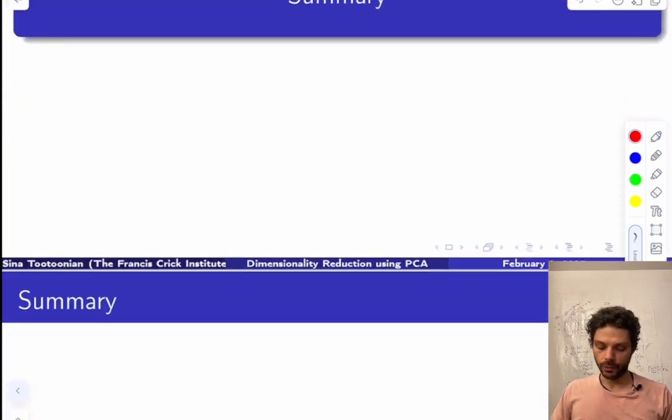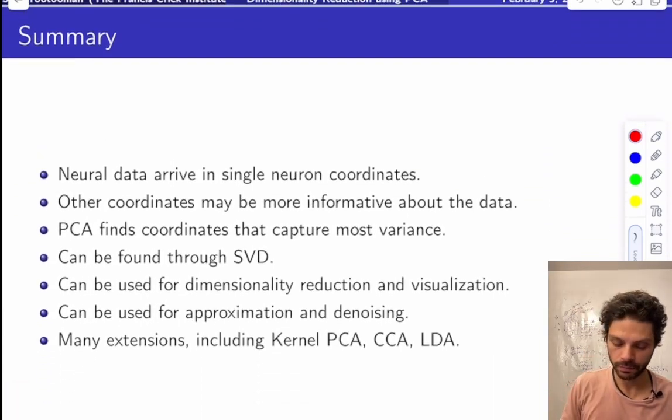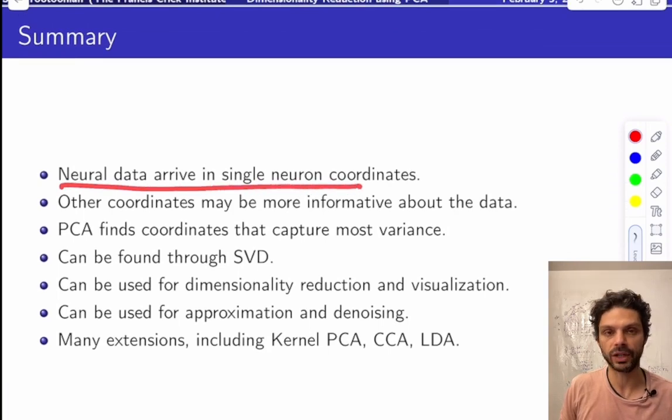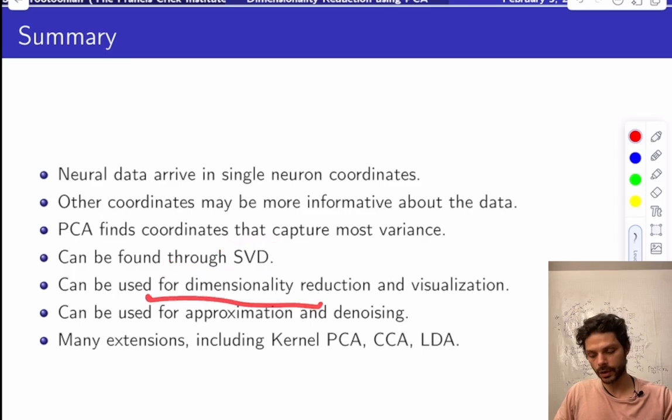Okay, so finally we're here at the summary. We covered a lot of ground. Neural data arrive in single neuron coordinates, but other coordinates might be more informative about the data, and PCA finds coordinates that capture the most variance. And how do we find those coordinates? Well, we can use SVD to find them, and we can use it for dimension reduction, visualization, approximation, denoising, all sorts of other things. And there are many extensions.